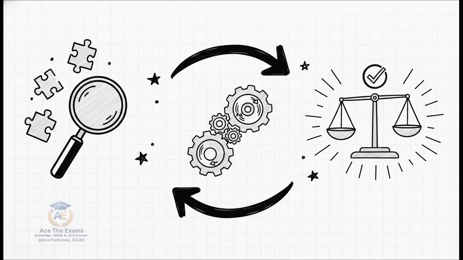Let's say a question asks you to compare two athletes and make a recommendation. First, identify the given info. Athlete A has a lower mean time but a higher standard deviation. Second, break into logical steps and solve systematically. Third, check reasonableness. Do these times make sense for human runners?